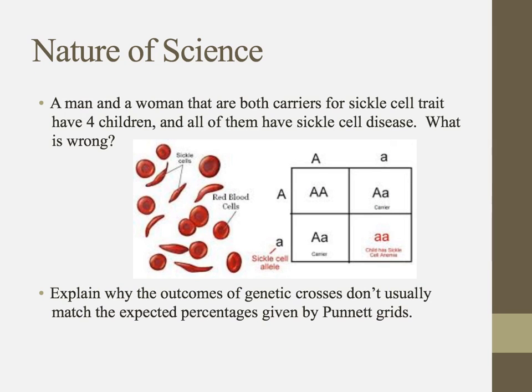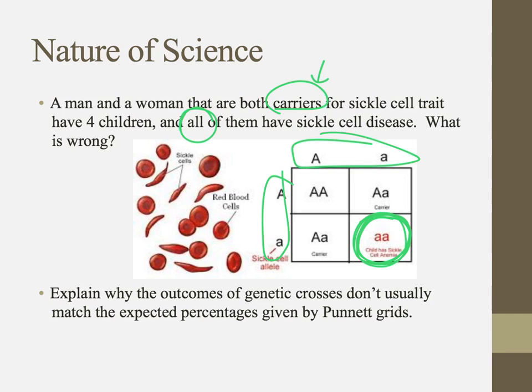Okay, so let's say that I'm a woman carrying the trait for sickle cell disease, and I decide to have a child with a man who is also a carrier for that sickle cell trait. If I do a Punnett square with our genotypes, I should be noticing that about 1 in every 4 children should have sickle cell disease. But I have 4 children and all of them have sickle cell disease. How can that be possible?